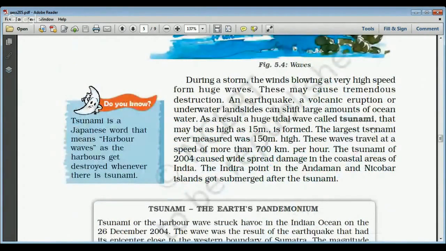And if these waves move with very high speed and form very huge waves, then they might be converted into a huge tidal wave also, and that is known as a tsunami. You might have heard this term. See, tsunami is a Japanese word which means harbor waves, because whenever a tsunami comes, many harbors get destroyed, because the tsunami hits directly to the coast and destroys the harbors. And that is why the term tsunami was given by Japanese scientists.